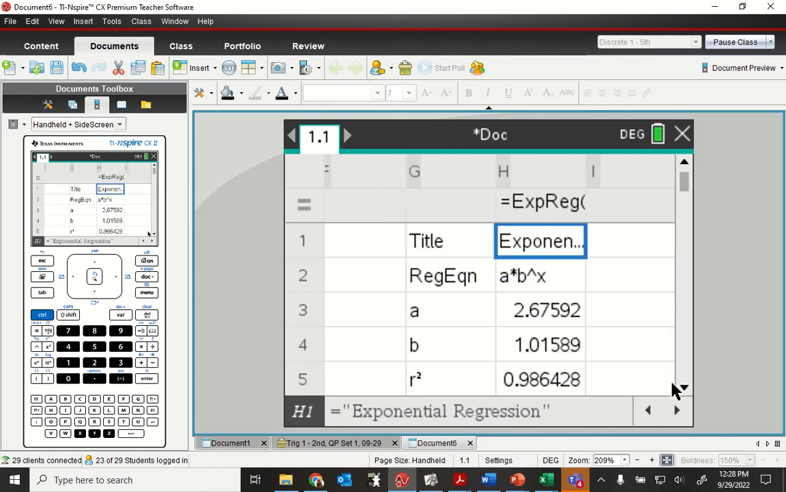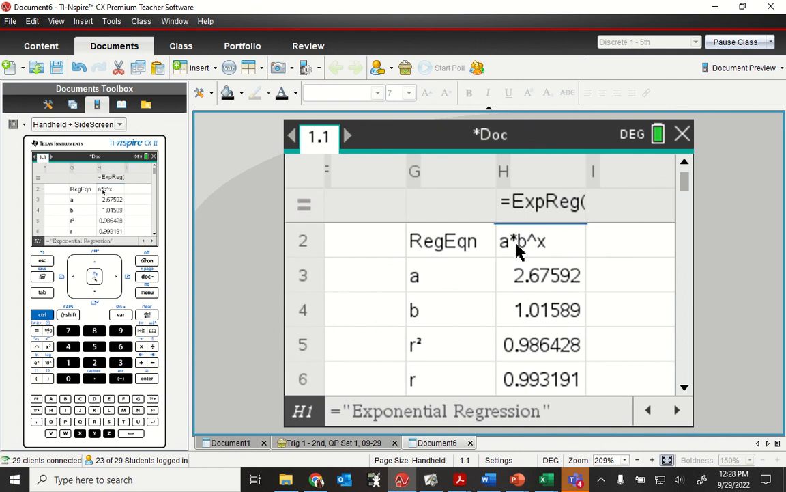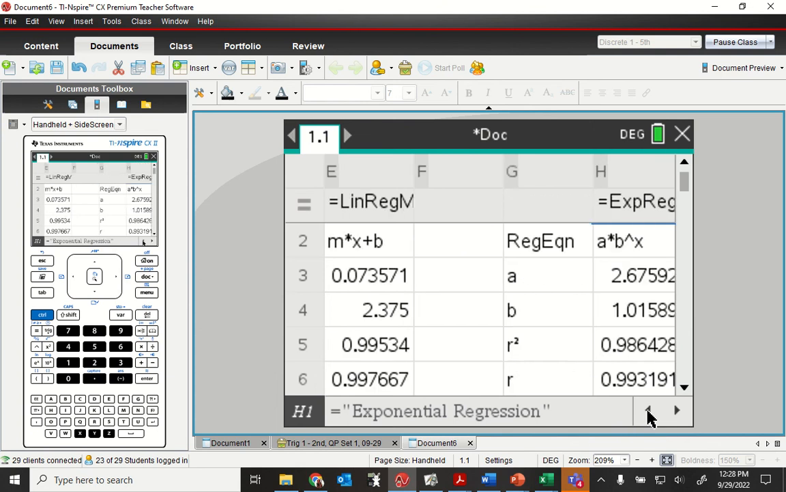Now, here's my equation. A times B raised to the X, sorry. So my A value's here, my B value's here, my R squared is 0.98. My R value is 0.993. So I'm looking at both equations now. Now look at both R squared values.